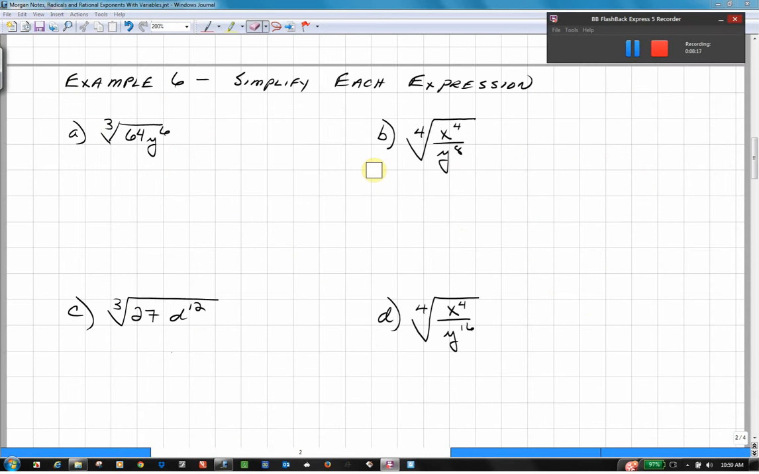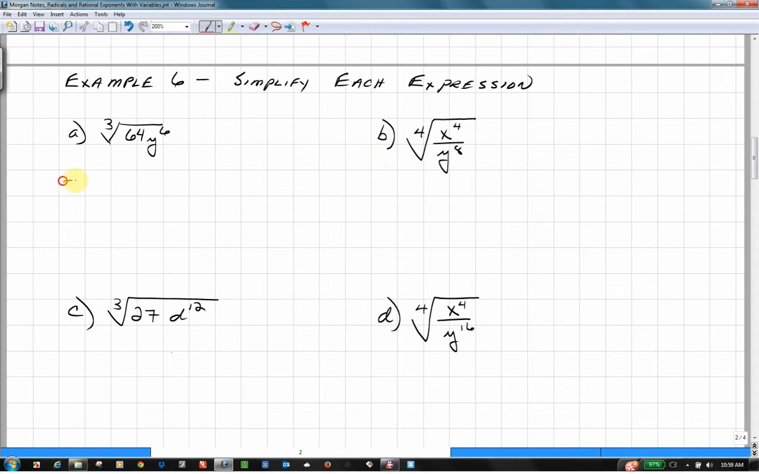Okay, let's work some examples. So what you have to have here is you cannot have any perfect powers of this index underneath there. So I cannot have any perfect cubes underneath the radical for letter A. So I'm going to look at 64 and I'm going to decide how can I break that up into any perfect cubes. As it turns out, 64 itself is a perfect cube. It's 4 cubed. And I can look at the y to the 6th as y cubed times y cubed.